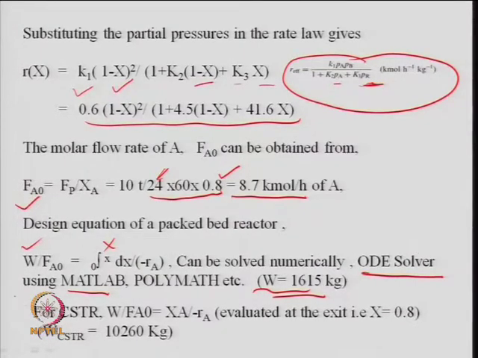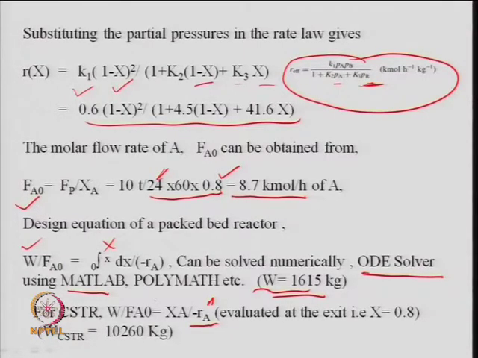For CSTR, I told you need not integrate, the conditions will be calculated at the exit of the reactor. So, for CSTR, W by F A naught is simply X A divided by minus R A dash, calculated at 80% conversion. Just substitute x equal to 0.8. The rate can be calculated, and F A naught you have already calculated here. So, W is equal to F A naught times X A divided by minus R A. This comes roughly to 10,260 kg.